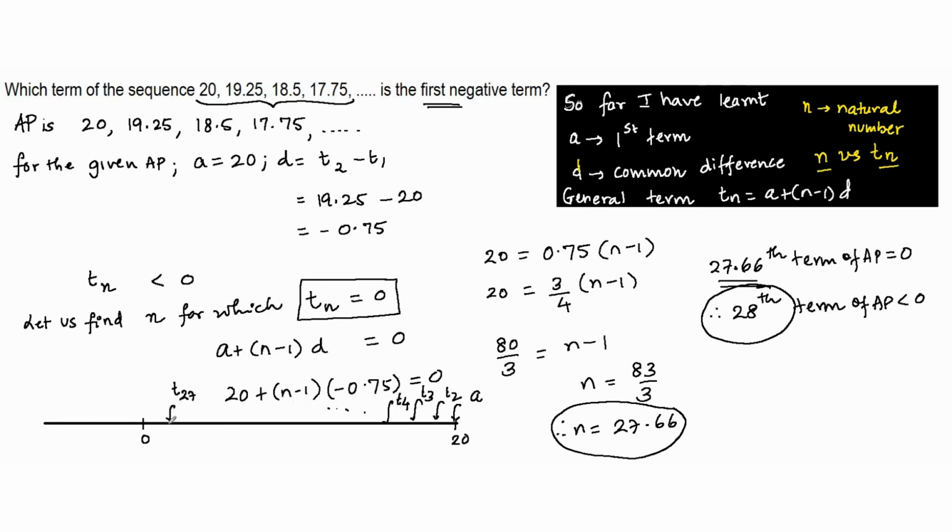So the 27th term is going to be positive. The 27.66th term is 0. So this is 27.66, and the 28th term is therefore going to be the first negative term. So this is how we solve this particular question. I hope you understood the idea used in this particular question, and I'm going to pause for a minute before I move on to the next one.